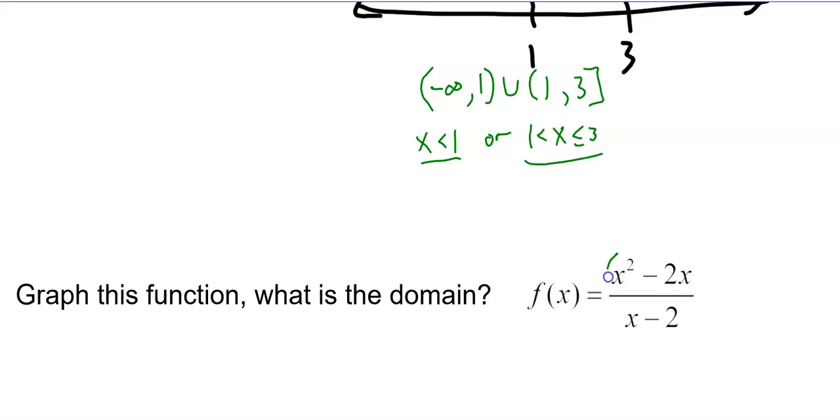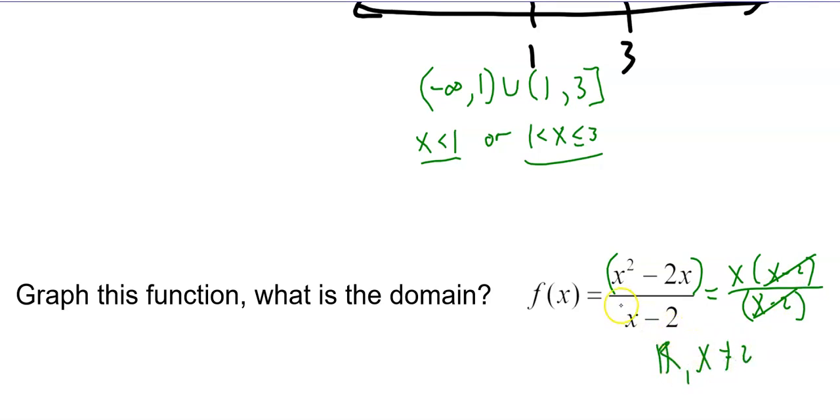This one, even though it cancels, so this would be x times x minus 2 over x minus 2. Even though this cancels, the domain is all reals, but x still can't be equal to 2 because the original problem before it canceled had an x minus 2 in the denominator. So you cannot substitute 2 into that function.